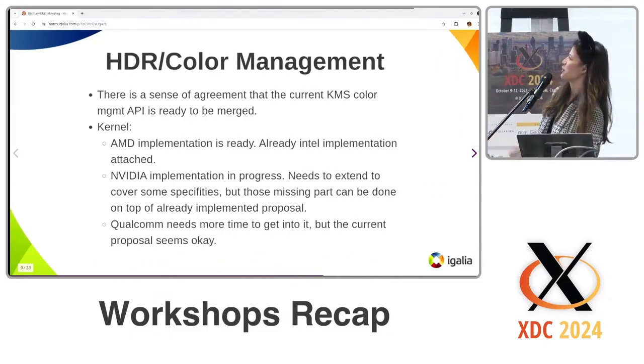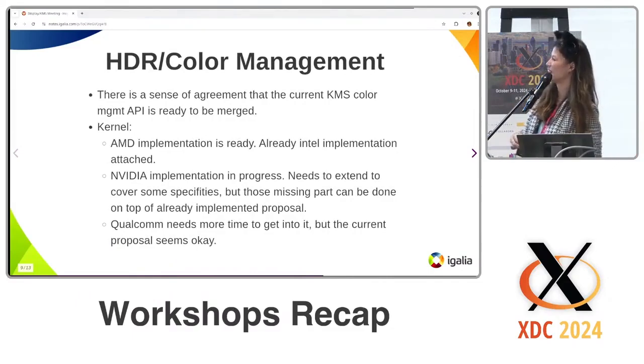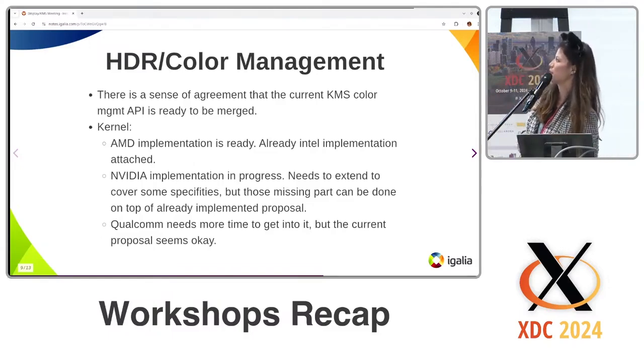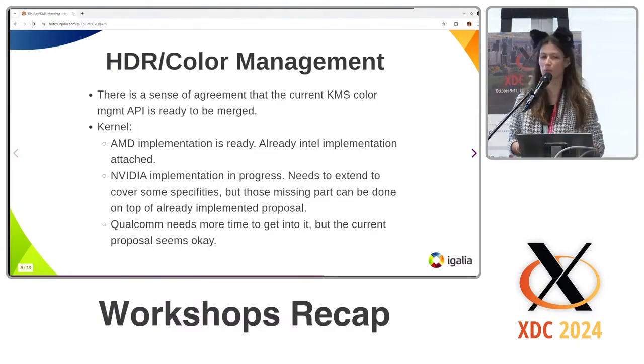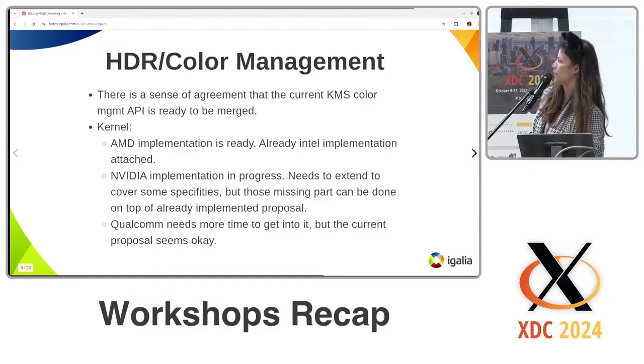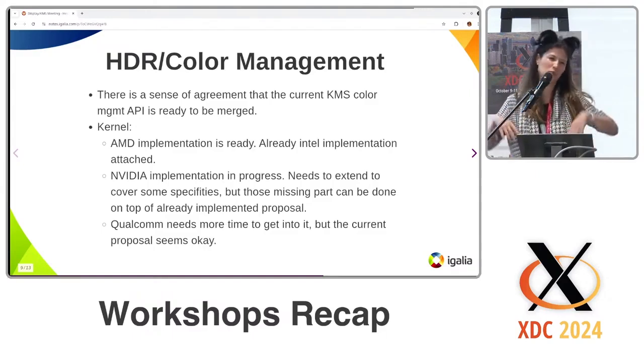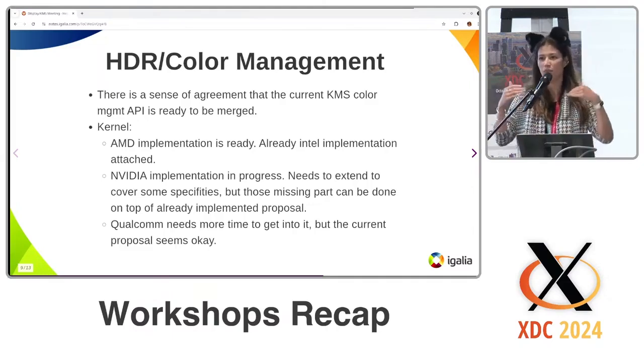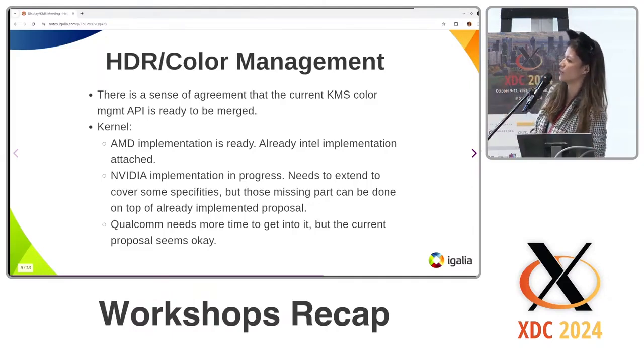So as usual, we'll talk about color management again. After the meeting, we kind of agreed that we are ready to merge, or at least organize ourselves to get the kernel API for color management merged in the kernel, because, not just because we decided it, but because we have covered the basic needs to get it merged in the kernel.